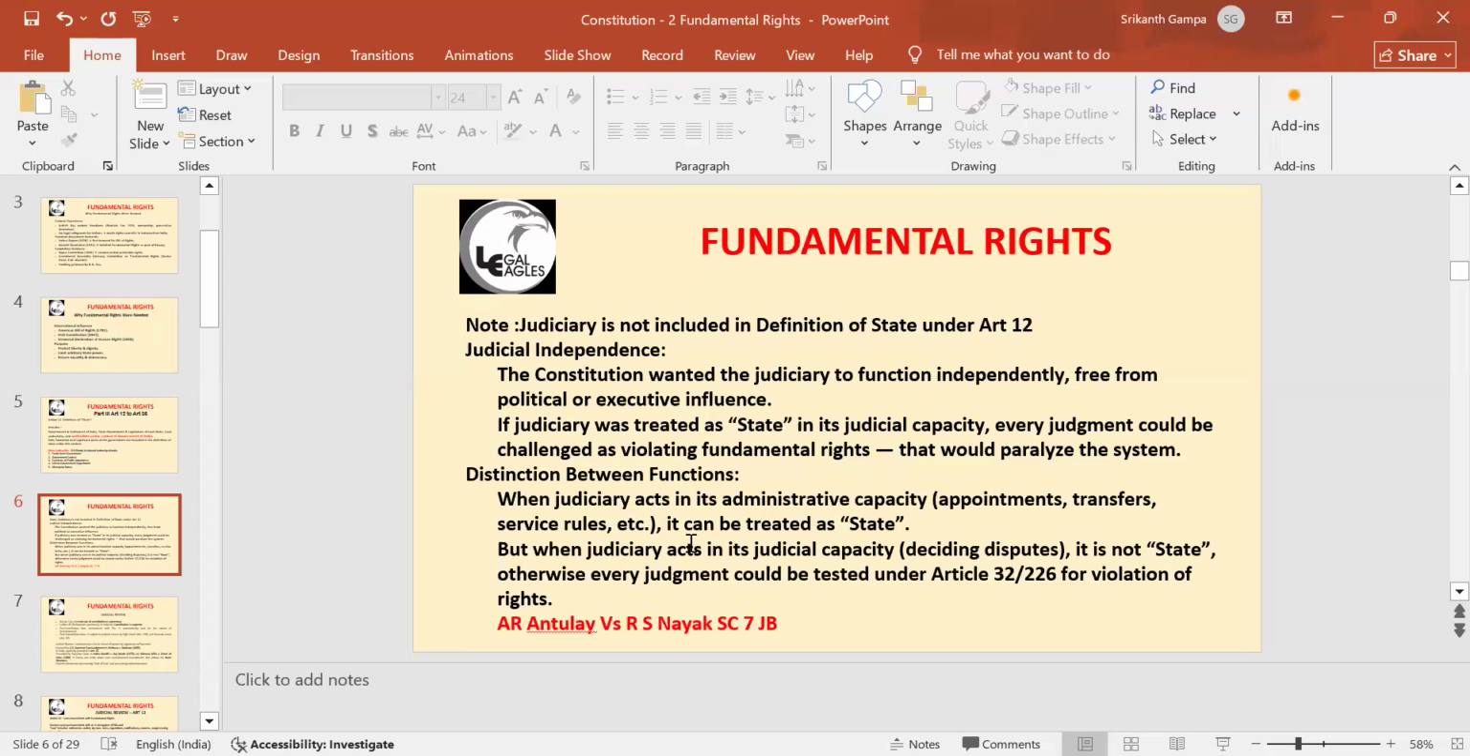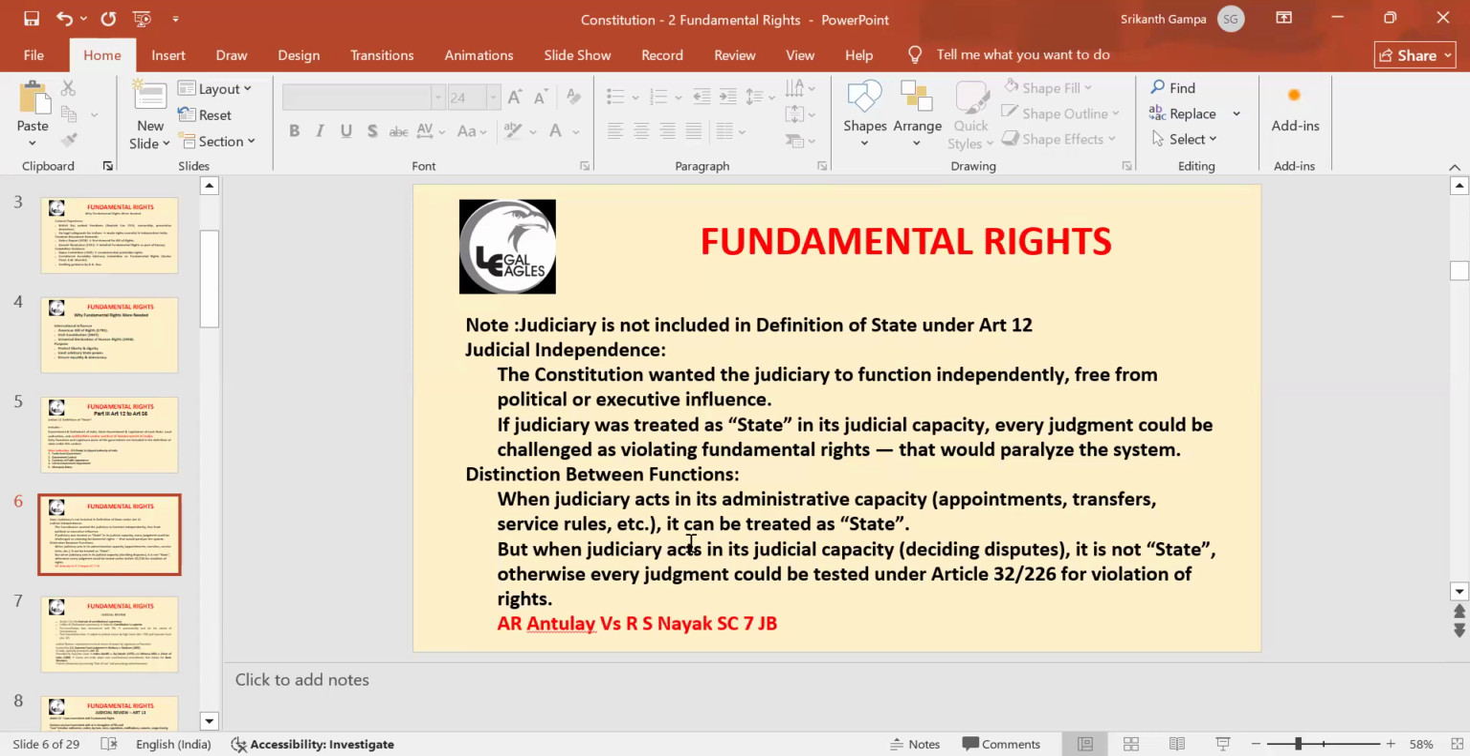When judiciary acts in its administrative capacity, appointments, transfers, service rules, it can be treated as state. If judiciary is giving judgments, deciding disputes, it is not included in state. But at the same time, when judiciary is acting in administrative capacity, like appointments in the courts, transfers, service rules, removing some staff, suspensions, all those things, because it is an administrative role.